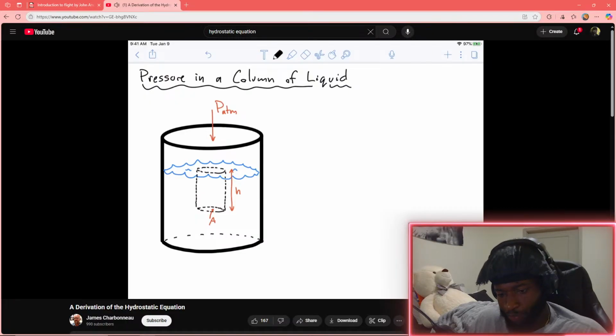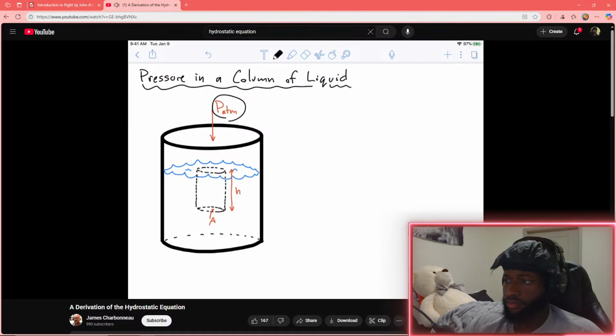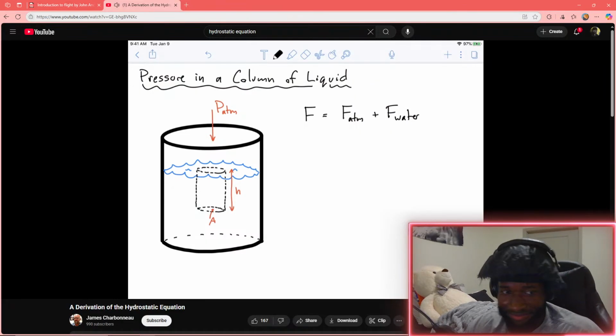We know that the force on this area at the bottom is equal to the force from the weight of this whole thing plus the force from this atmospheric pressure. So let's write that out. The force at the bottom is equal to the force due to the atmosphere pushing down on the top of that area plus the force due to the weight of the water pushing down on that area, right? All the water above it pushing down.